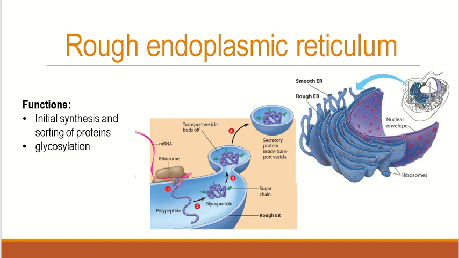Now, when the molecule is ready for export from the ER, it is then packaged in a transport vesicle. By definition, a transport vesicle is a vesicle that moves from one part of the cell to another, basically a vesicle that transports contents of the ER to the Golgi complex. Eventually, this vesicle buds off from the ER membrane and will proceed to the Golgi complex.